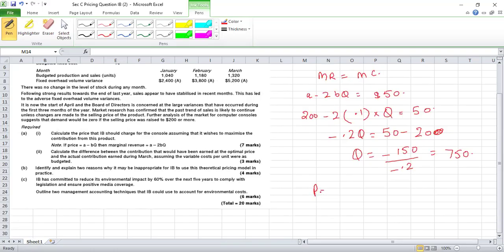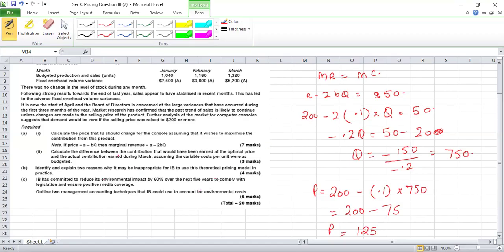So now we will calculate the optimum selling price. P is equal to A 200 minus B, which is 0.1, and Q is 750. So 200 minus 75. P is 125. So we have a price of 125.